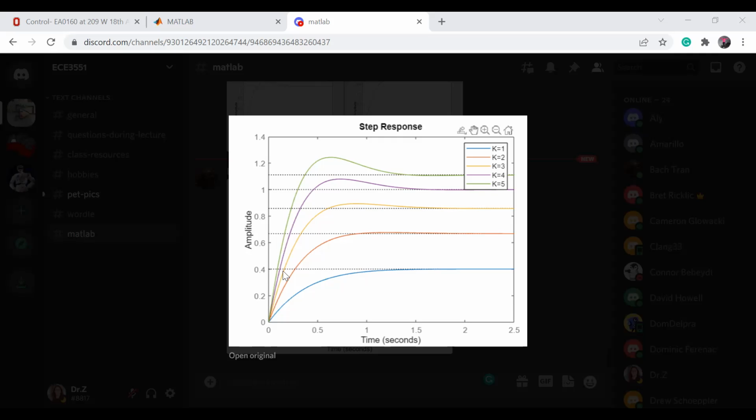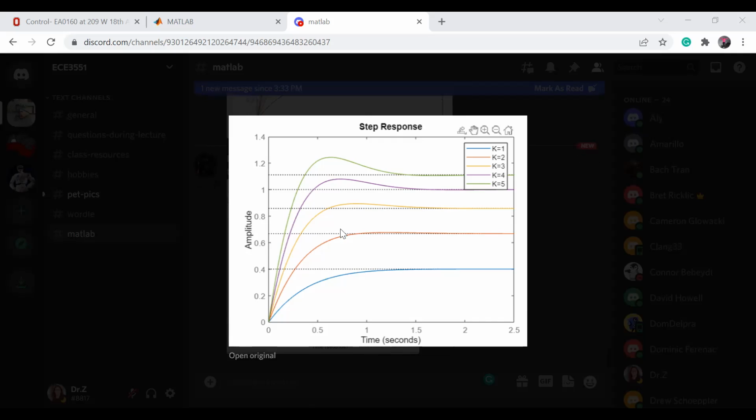Now, when k was 1, it is 0.4, so the steady state error is this much, between 1 and 0.4. Output minus input, input minus output. Your input is 1, your output is 0.4. So there is a steady state error between them. So why do we care about the steady state error? Because in the transient time, the system is working toward reaching the final value. But in steady state, it's already done. It's not going to change anymore. That's where we measure the difference.